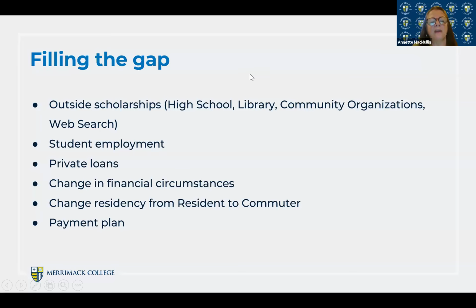We also have a payment plan at Merrimack. So you could do a 6-month, a 5-month, or a 4-month payment plan. So that information will be forthcoming as well.